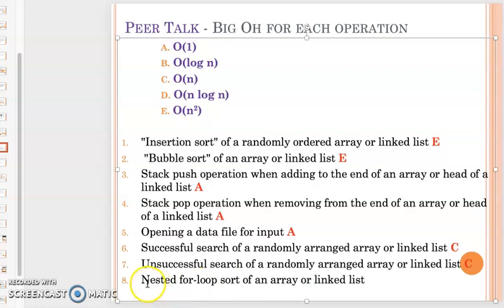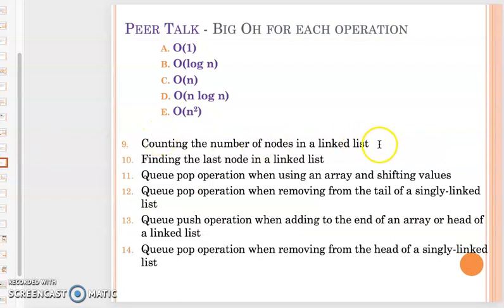Okay, the next one, nested for loops sort. Again, like insertion sort and bubble sort, they are quadratic. Make sure you know what each one is. Let's continue to the next one.